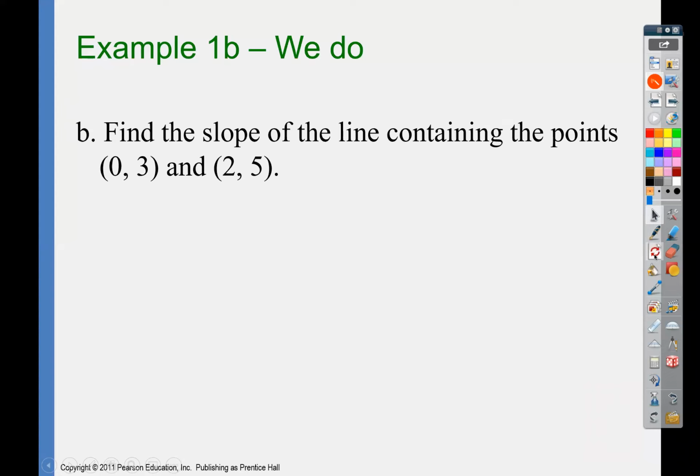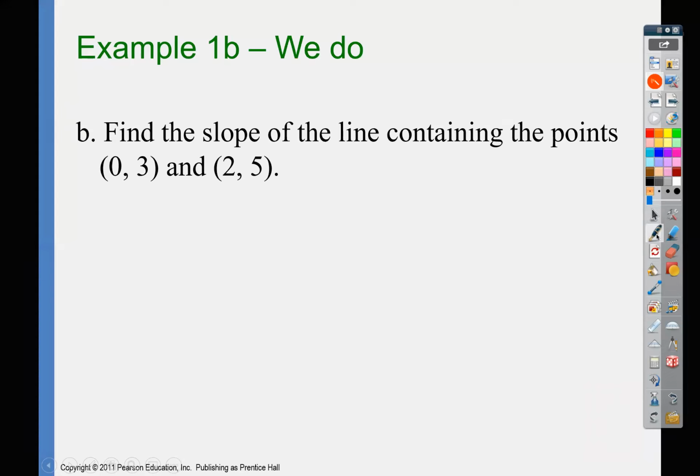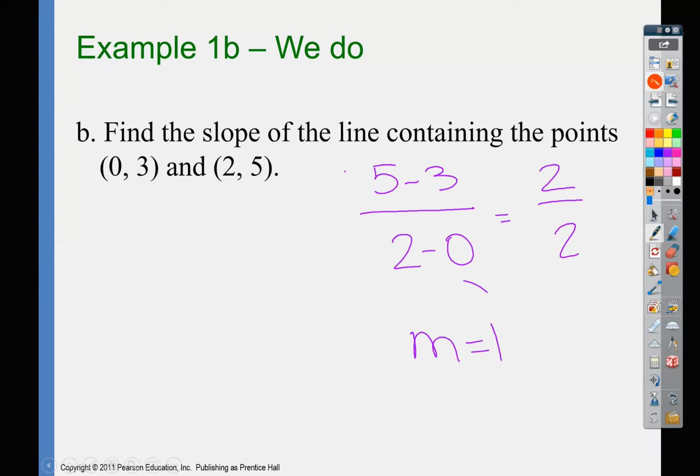Okay, find the slope of the line containing the points (0, 3) and (5, 2). So I'm going to go y2 minus y1 over x2 minus x1. So I get 2 over 2, so my slope is 1. And slope is denoted by an m.